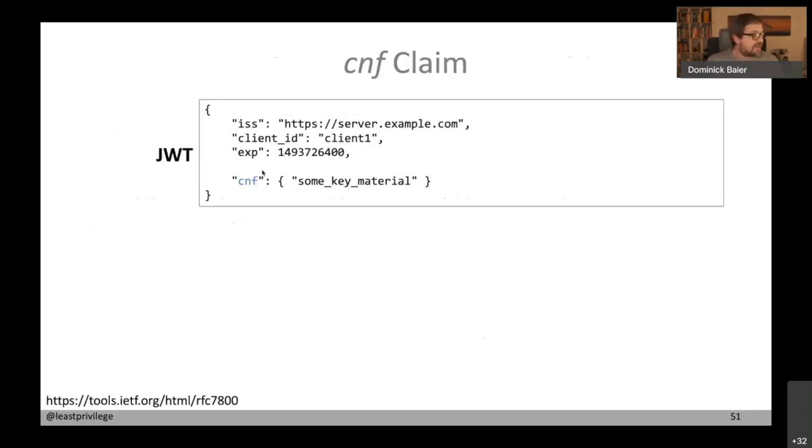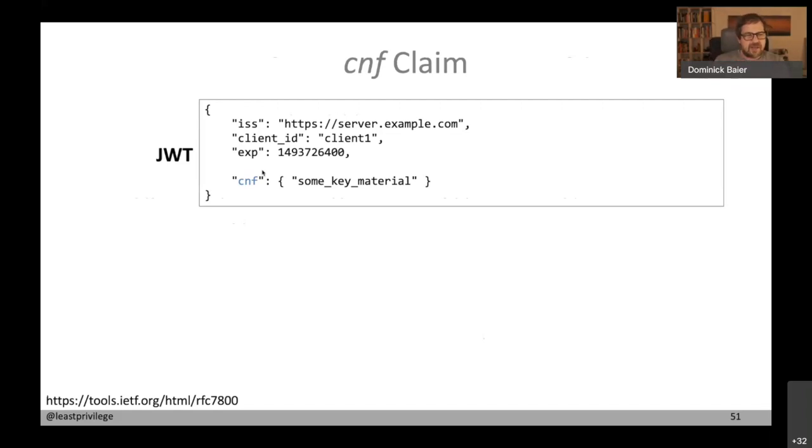Okay, so ultimately how proof of possession works is that you present some sort of proof to the authorization server, some key material typically, like a public-private key pair, where only the client knows the private key or the secret, so to speak. And then the authorization server will embed that key material into the access token itself. That's called the cnf claim, the confirmation claim.